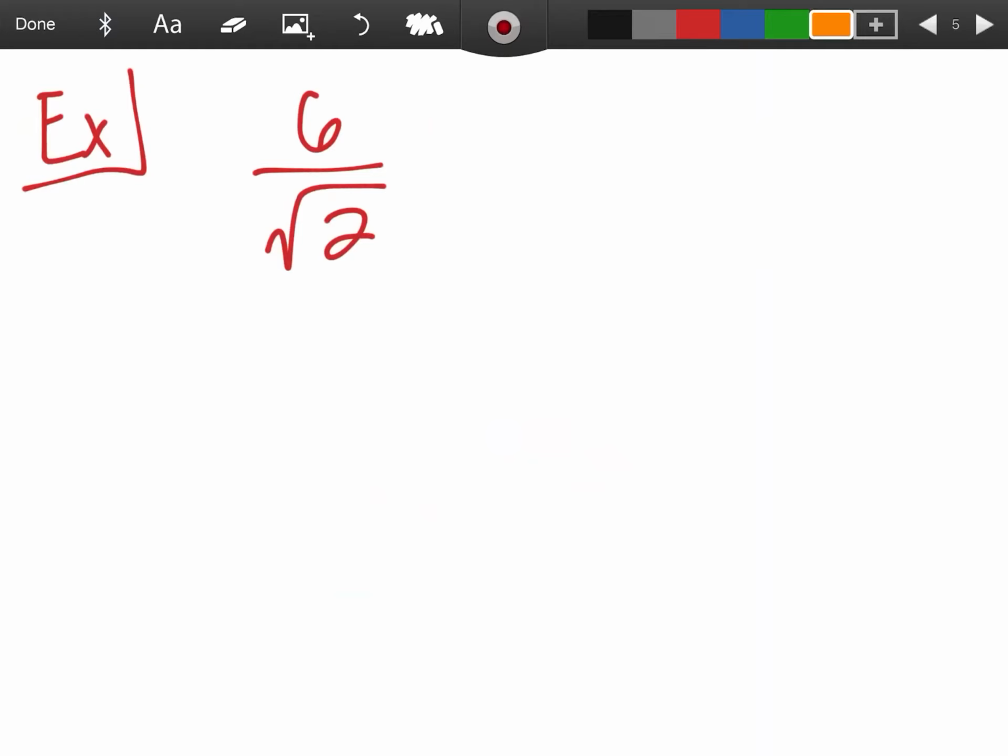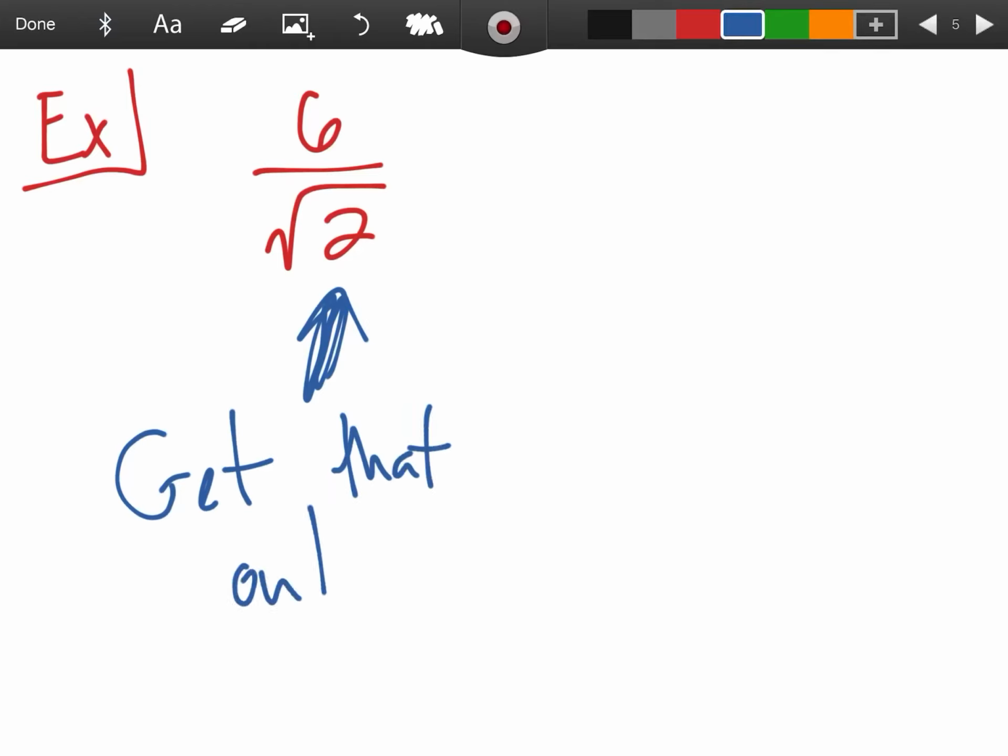All right, what about division now? We've got 6 divided by the square root of 2. So whenever we see a radical in the denominator, our first goal is to get that out. All right, get that out of there. We don't want a radical in the denominator. Well, how can we get rid of it?